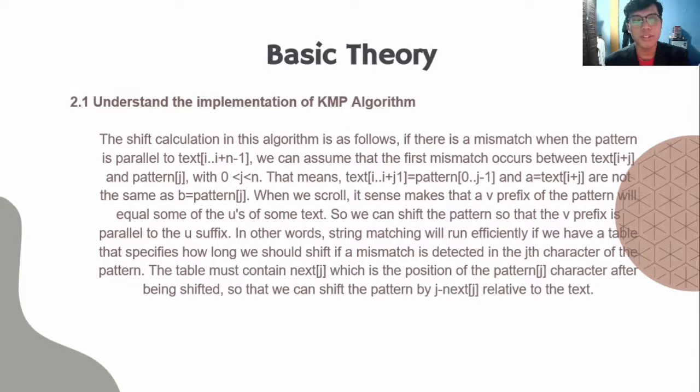The table must contain next[g], which is the position of the pattern's g-th character after being shifted, so that we can shift the pattern by g minus next[g] relative to the text.